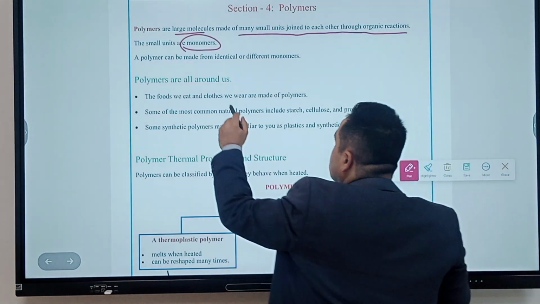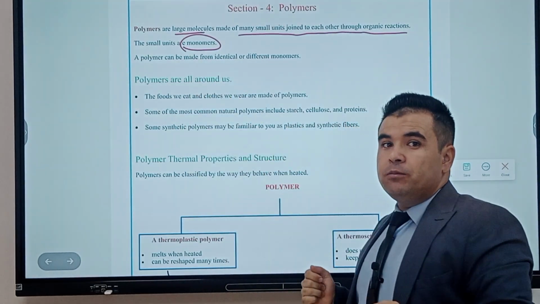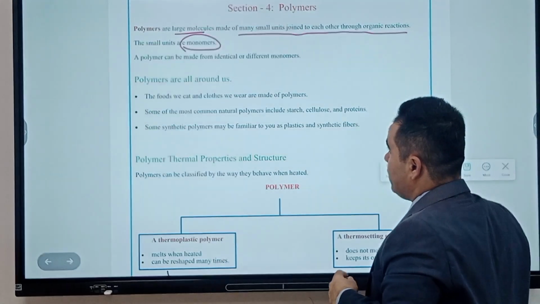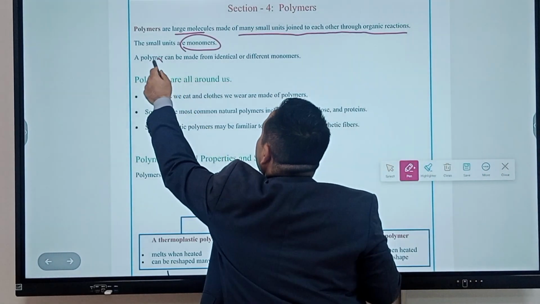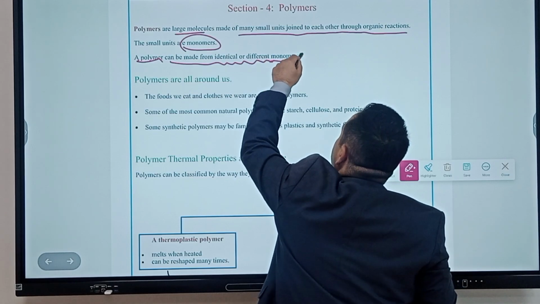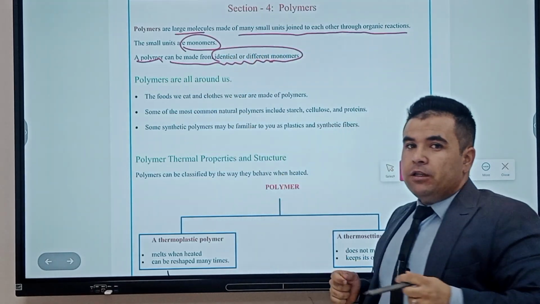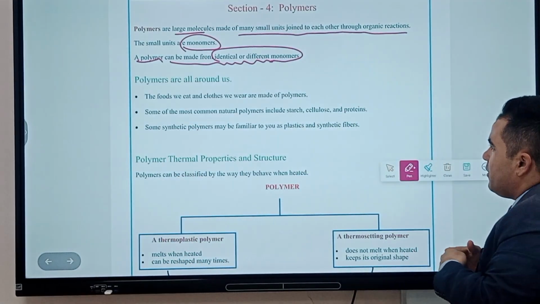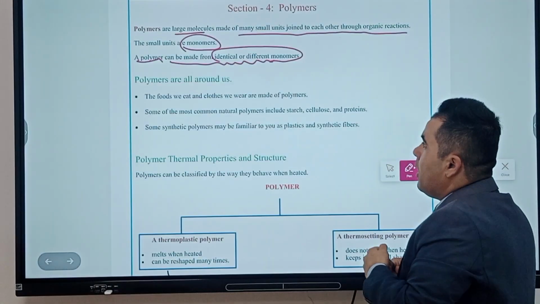And how to convert the monomers into polymer? By having reactions, they do undergo reactions. Polymers can be made from identical or different monomers, from the same monomers or different monomers combining together to form the polymers.